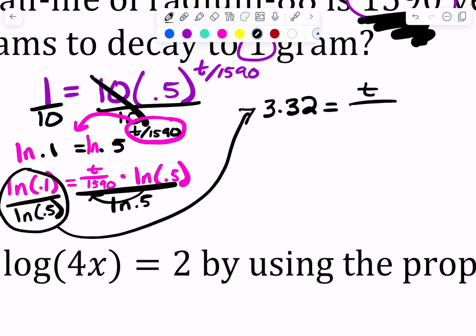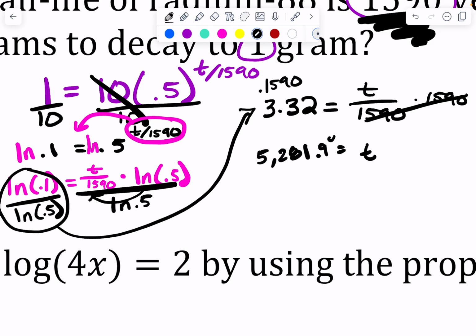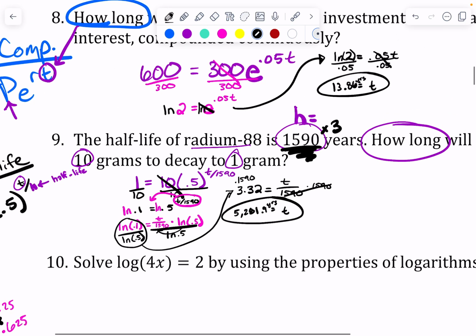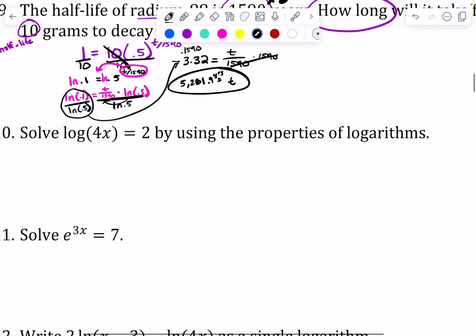Equals t over 1590. So then I'm just going to multiply by 1590 times 1590, and that gives me 5,281.9 years, we'll just say. Okay, something of that nature, whatever. Good. Use some logic as you're doing this. All right, let me keep going.